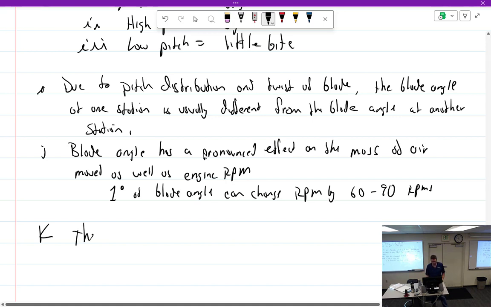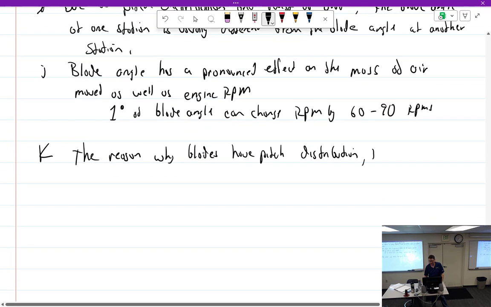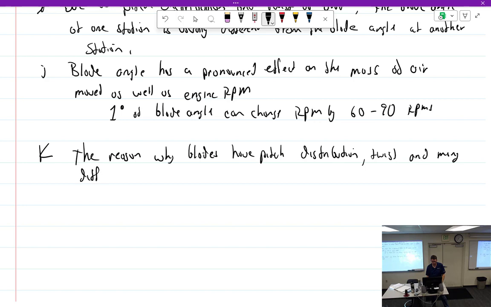So the reason why blades have pitch distribution, which is twist, and many different airfoils, is because the blade moves in multiple dimensions.